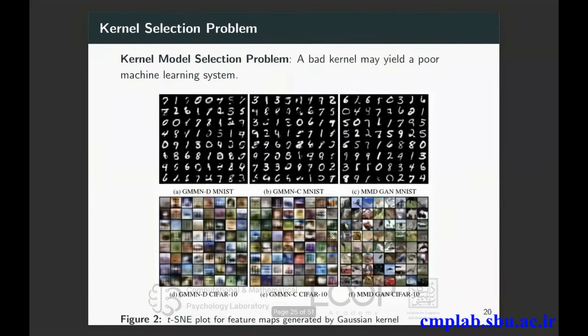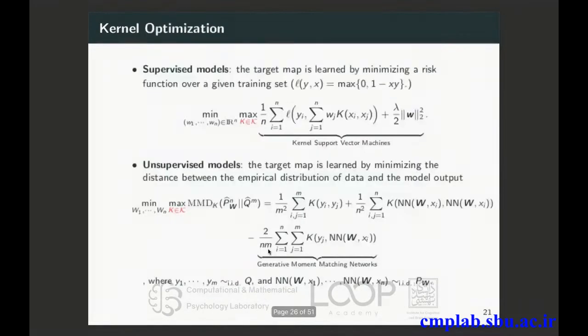The same is also true about unsupervised models. If I choose a good kernel function, I can produce very high quality images from both MNIST and CIFAR10. But if I choose a wrong kernel, as you can see, I get blurry images, in both cases, MNIST and CIFAR10. So this is a challenge, because if we want to use these alternative models, we have to select the kernel, and this is exactly the kernel selection problem.